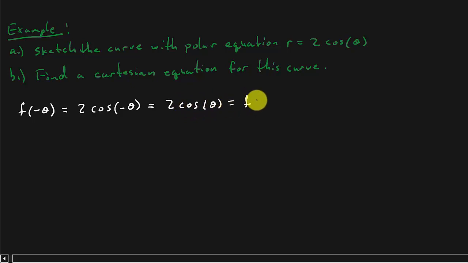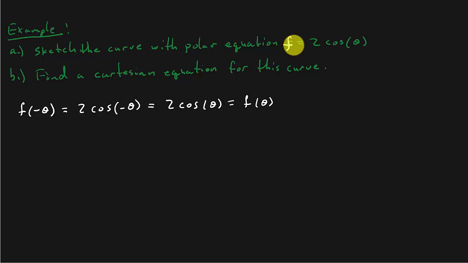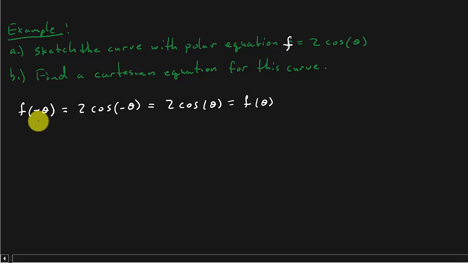And so you can see we ended up with what we started, our original function, f of theta, or r of theta, if you want to look at it like that. What I'm doing here is replacing that r with an f. That's all I'm doing. I'm just saying this is f equals. And so you can see when I did f of negative theta, I ended up with f of theta. All right. So we know now that it's symmetric about the polar axis.